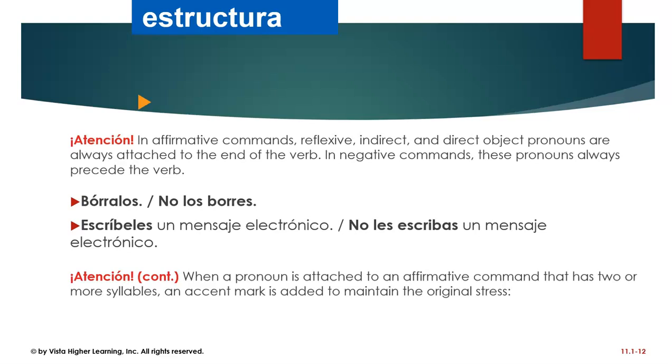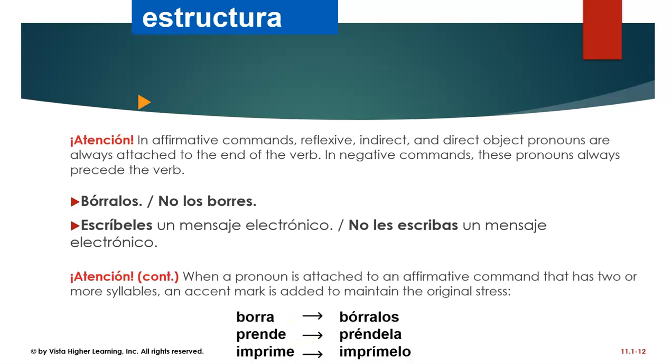So I like to say that before I add that pronoun, I'm going to count back 2 vowels and accent them. Okay, so borra, I'm going to count back 2 vowels, the A and then the O, put the accent over the O, and then add the los. Okay, now does that happen with every single one? No, but it will for 90% or more. Okay, so borra, bórralos, prende, préndela, imprime, imprímelo.